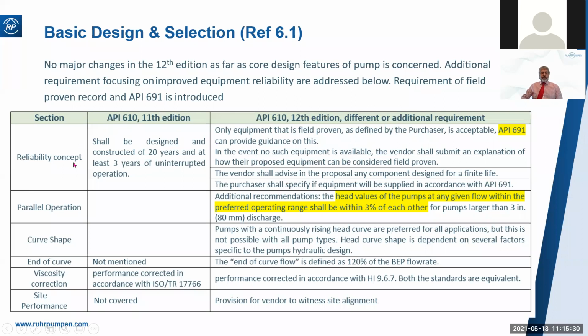So 11th edition had this 20-year design life, 3 years of uninterrupted operation requirement. This was often misunderstood. It really applied to the structural integrity of the pump, that the pressure casing would be good for 20 years. It did not mean that all components would last for 20 years. Depending on service, you could expect to get through 6 or 7 sets of wear parts in that time, and maybe even 2 or 3 impellers.